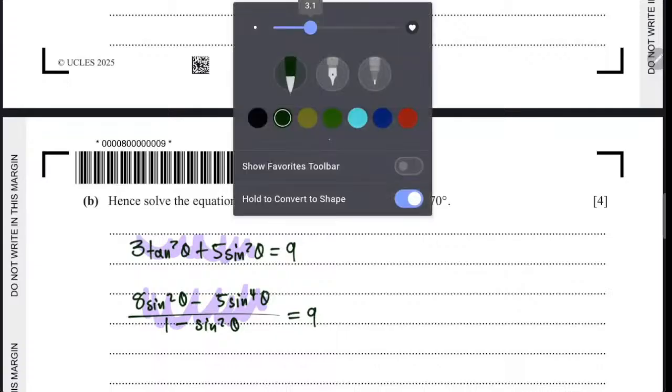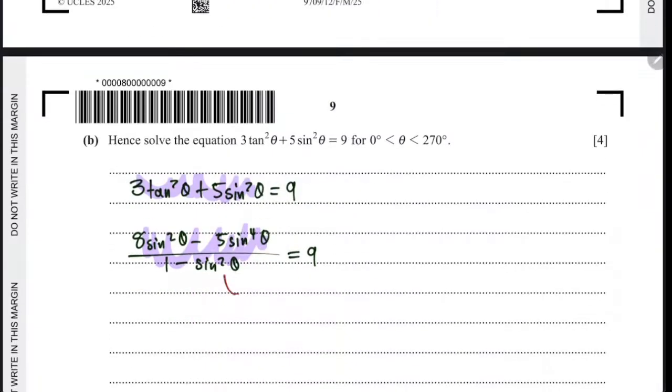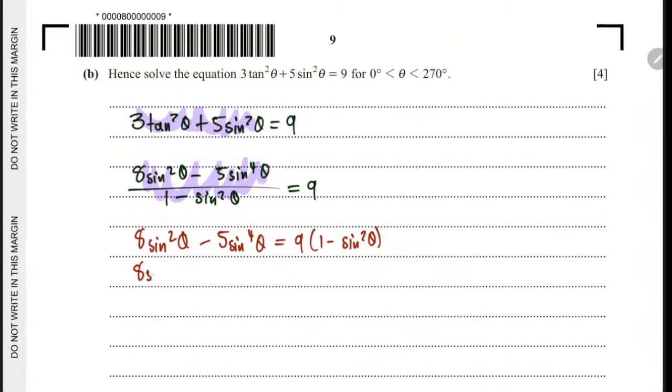Let me show you how to solve. So basically, we break the fraction. There's no way we can solve with the fraction. So it goes to the other side. You remain with 8 sine squared theta minus 5 sine to the 4th theta is equal to 9 multiplying 1 minus sine squared theta. You get 8 sine squared theta minus 5 sine to the 4th theta is equal to 9 by 1. It's 9 minus 9 sine squared theta. Can you see this?